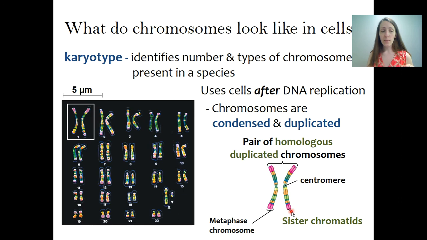Okay, because we've got a pair, this tells us that this is a diploid cell. If this was a triploid cell, we'd have 1, 2, 3 pairs of sister chromatids. Okay, they're homologous. Think of this as location: same genes in the same places. Okay, and each one is duplicated.